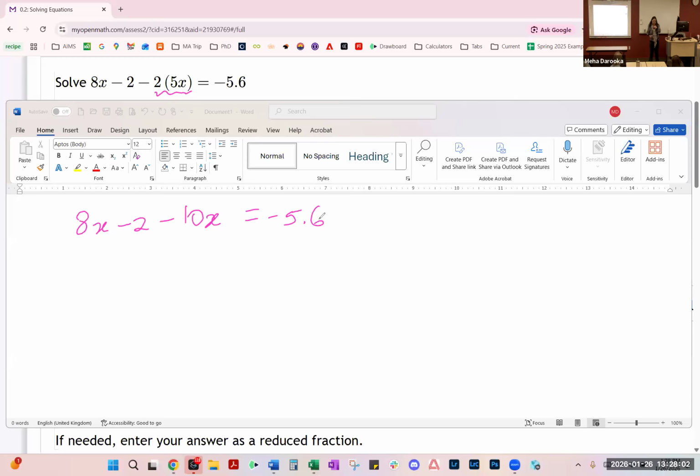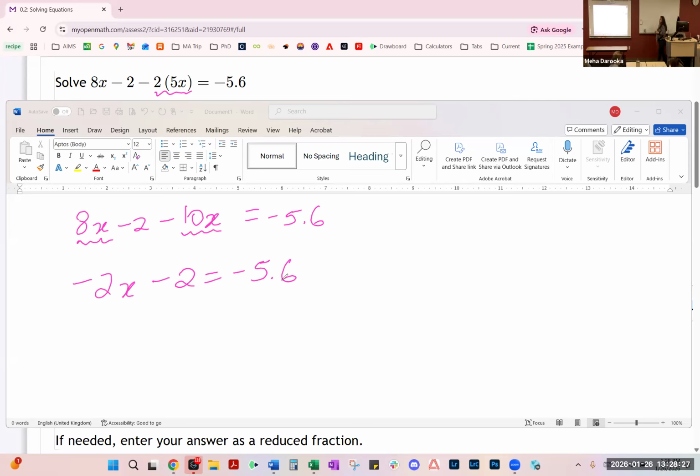What should be our next step? It'd be like the like terms. Very nice. Yeah, combining like terms. So we are going to go ahead and combine 8x with negative 10x. So of course, you're doing 8 minus 10, which will give you negative 2x. You're left behind with minus 2, and then of course, negative 5.6.